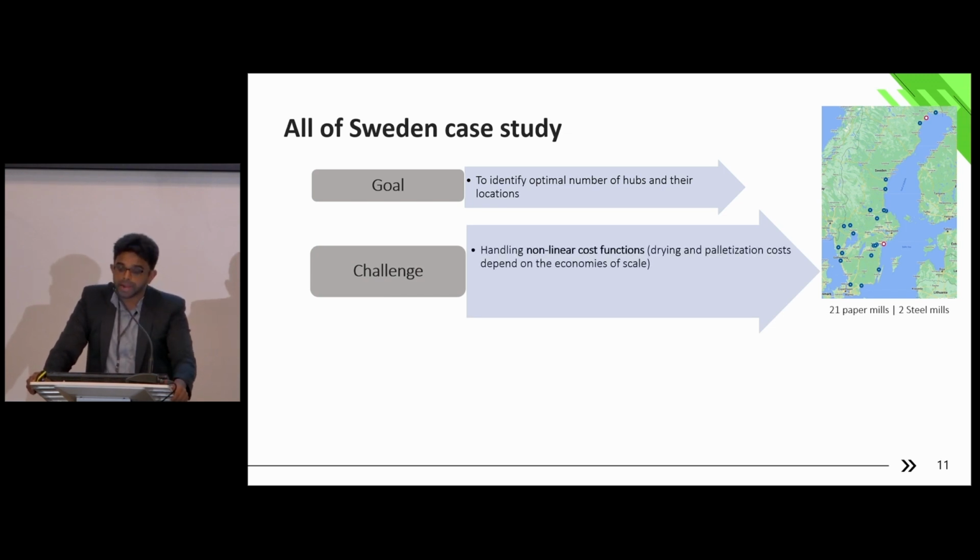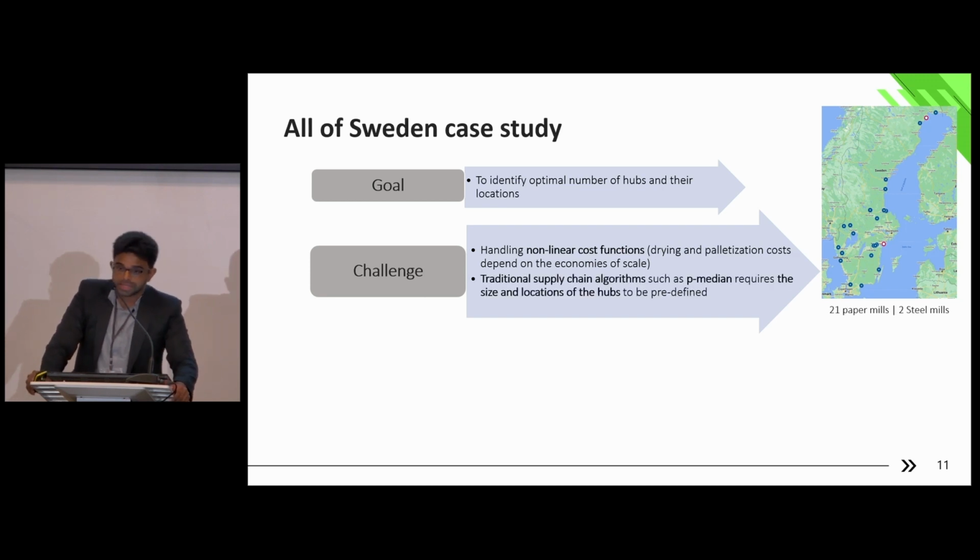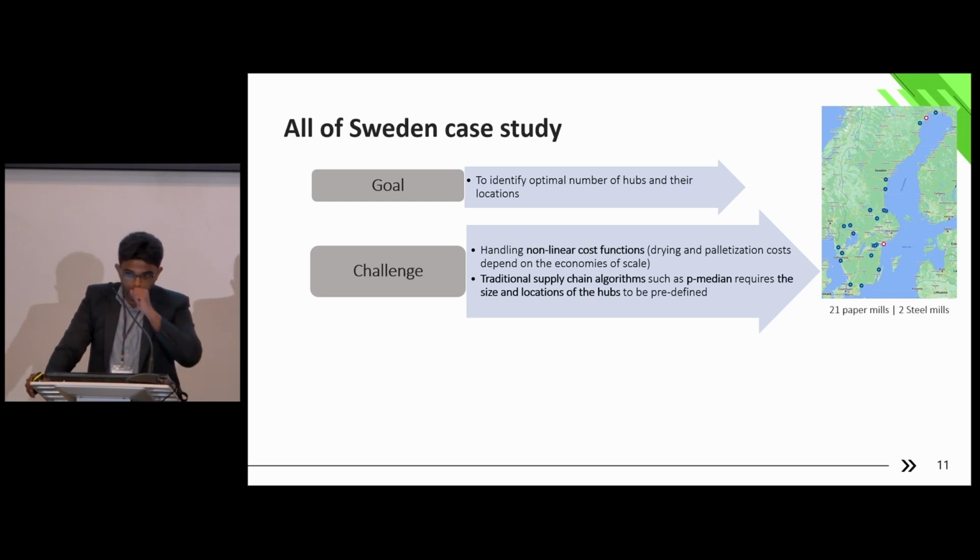So the drying and pelletizing cost depend on the economies of scale. And we all know that is to the power of something, so it's nonlinear. The function is nonlinear. And traditional supply chain algorithms, such as p-median, require the size of the hub and the quantity which is processed to be prefixed, and it only calculates the transportation cost. So there was a challenge, and it doesn't consider the economies of scale or the nonlinearity of this when we consider the processing cost at the drying and pelletizing hub.